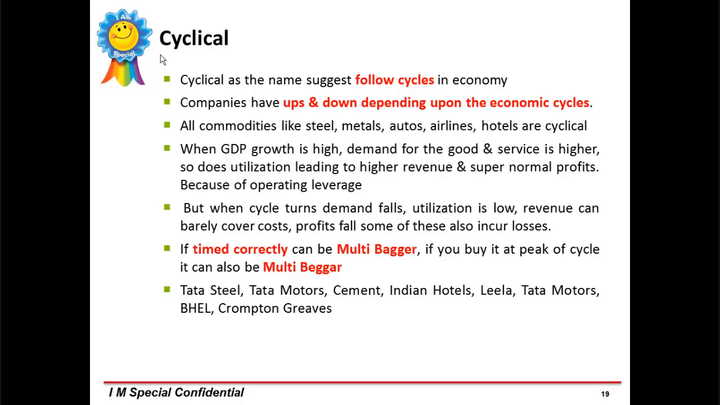Almost all cyclicals like Tata Steel, Tata Motors, all cement industries, all tourism industries, Indian Hotels, Leela, and capital goods industries like BHEL, Crompton Greaves are all examples of cyclicals. They do very well when the economy is growing at a higher rate. So at 8 to 9%, these will all do well because demand for goods and services would be higher. These companies will enjoy operating leverage.